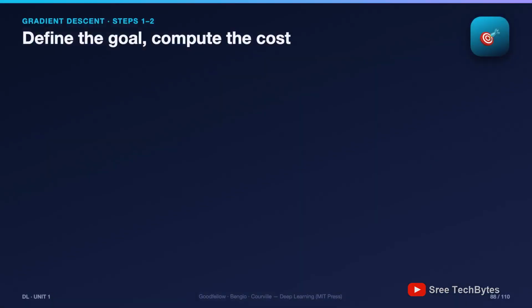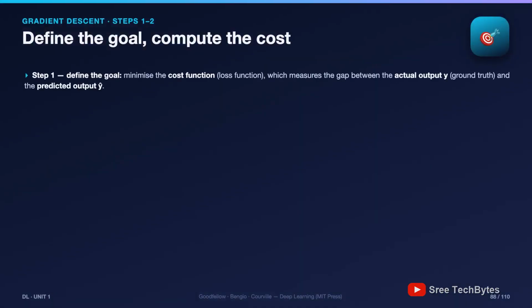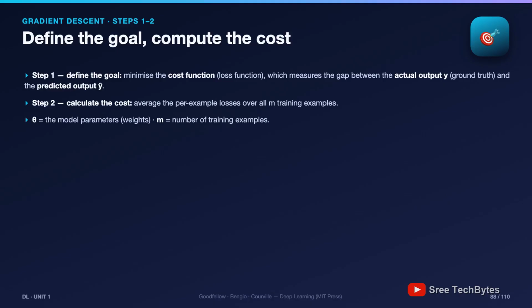The gradient descent recipe: steps 1 and 2, define the goal and measure the error. Step 1: the goal, minimize the cost function, which measures the gap between the actual output y, the ground truth, and the model's prediction y hat. Step 2: compute it. The cost J of theta is the average of the per example losses over all m training examples. Theta stands for the parameters, the weights we're tuning.